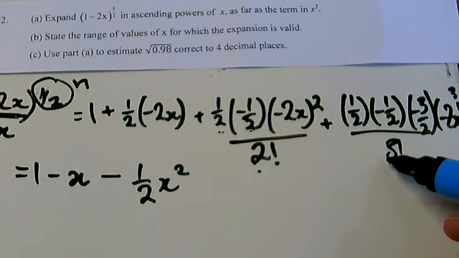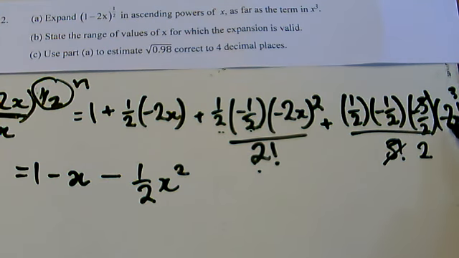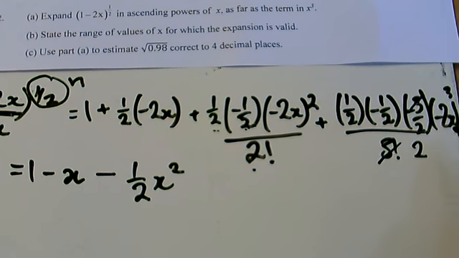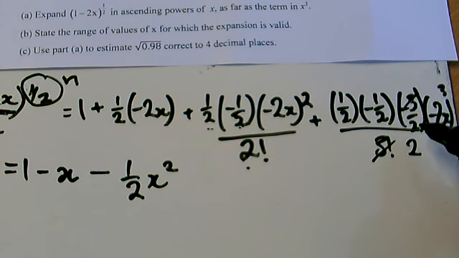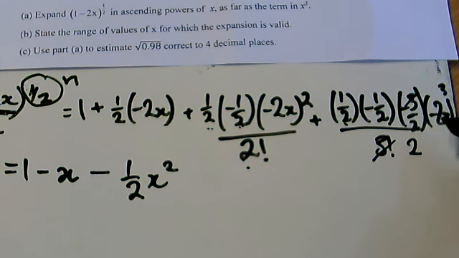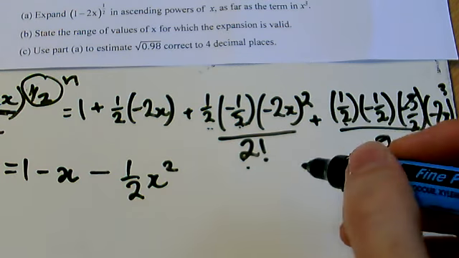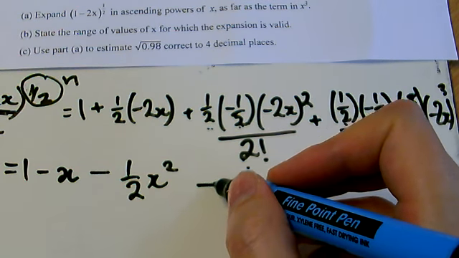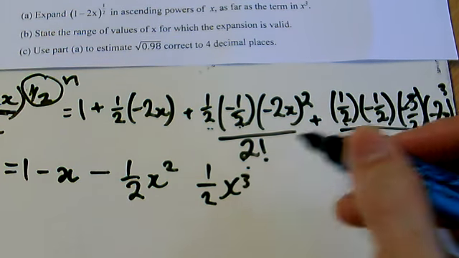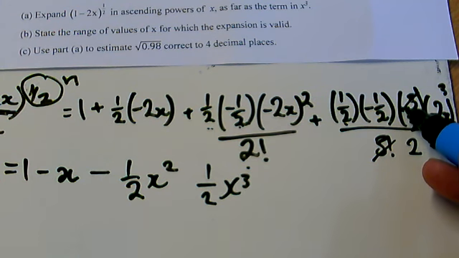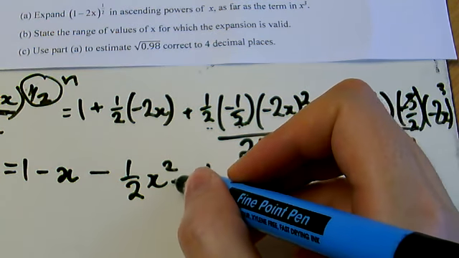Tidying up over here, 3 will cancel, leaving a 2 on the bottom. Minus 2 cubed is minus 8, and that will cancel with all of those. So it's just going to be a half again, x cubed, and I've got 3 minuses, 4 minuses, 5 minuses, so it's going to be negative again.